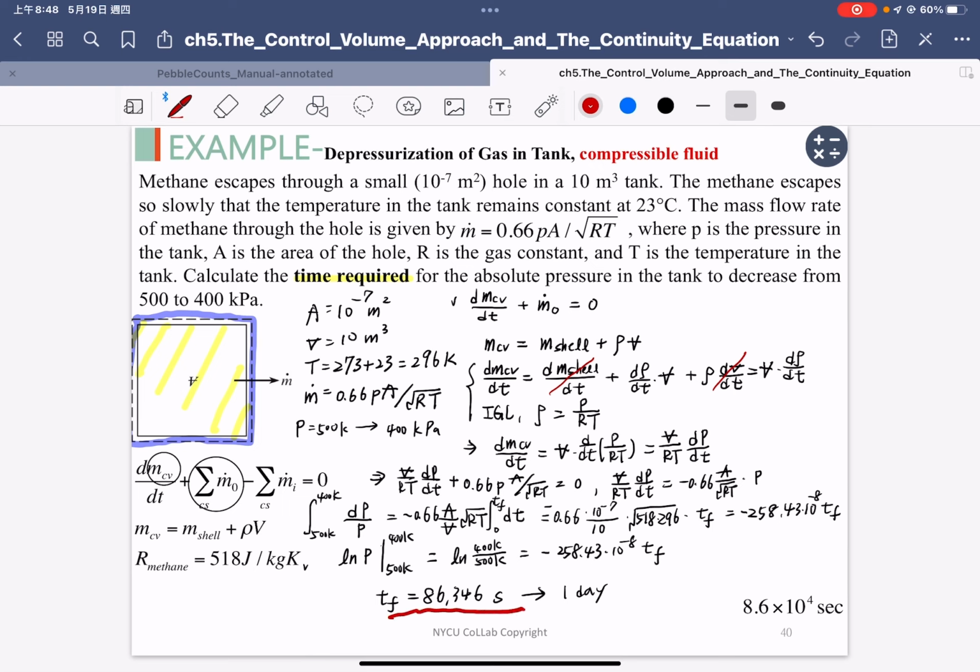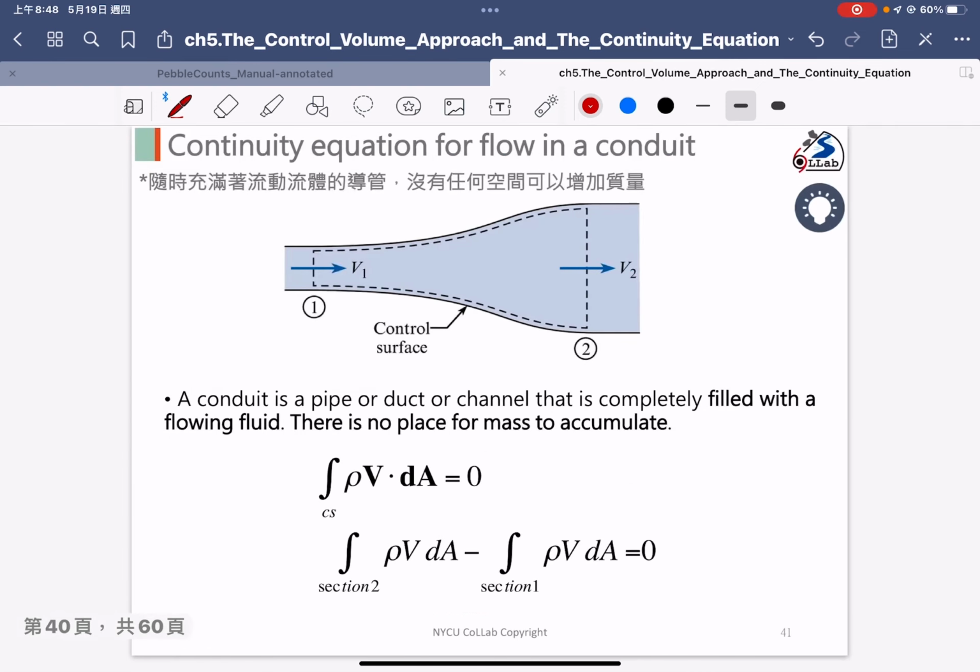Usually we apply the continuity equation to understand how much time is required for the pressure to change in the tank. Okay, so we move to the next.